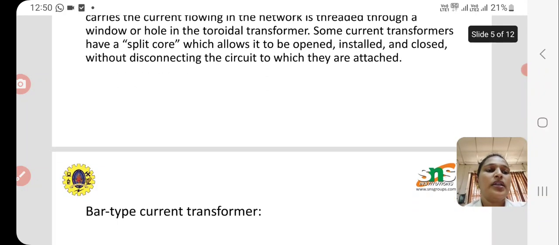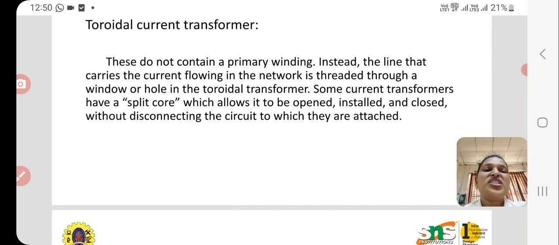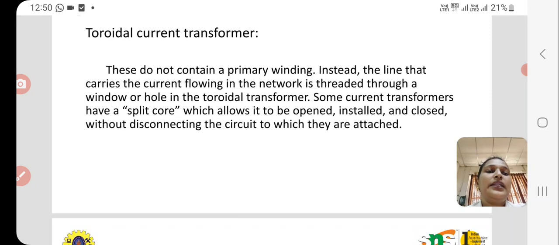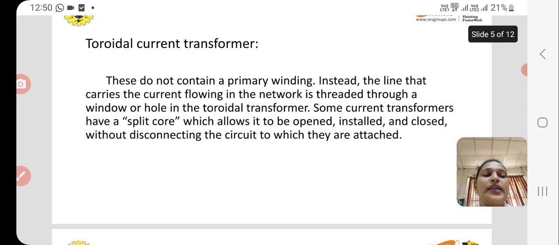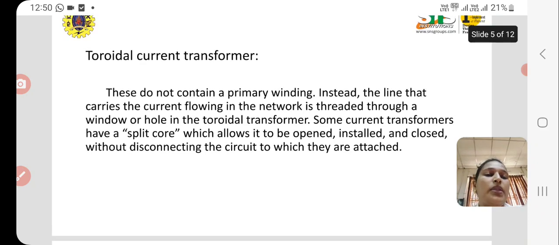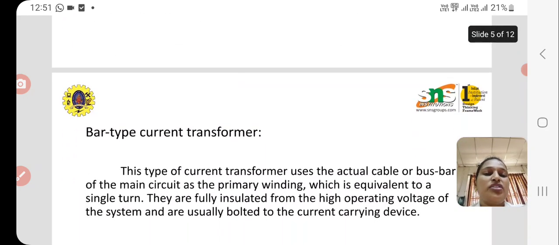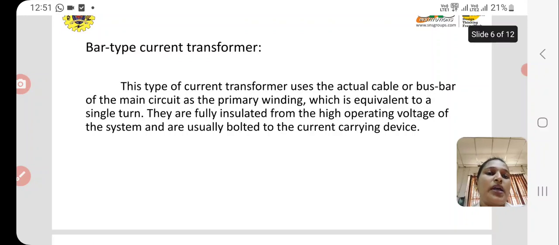Toroidal transformers are those which do not have a primary winding. Instead, the line that carries the current flowing in the network is threaded through a window or a hole in the toroidal transformer, so the shape is like a toroid. Some current transformers have a split core which allows them to be opened, installed and closed without disconnecting the circuit to which they are attached. These transformers do not have a primary winding, whereas the conductor itself acts as the primary circuit. The third one is the bar type current transformer.